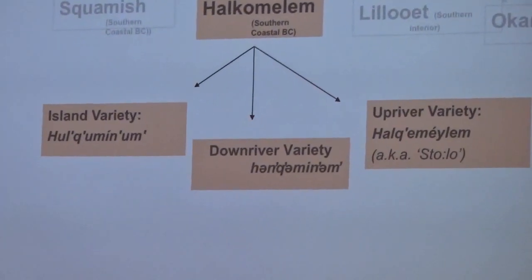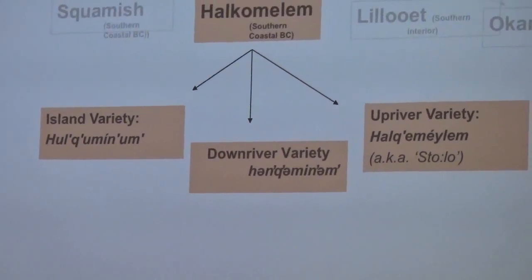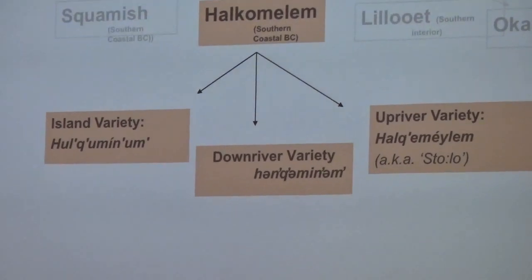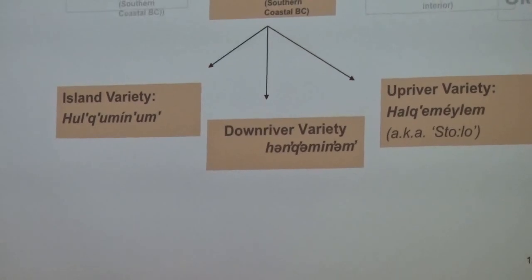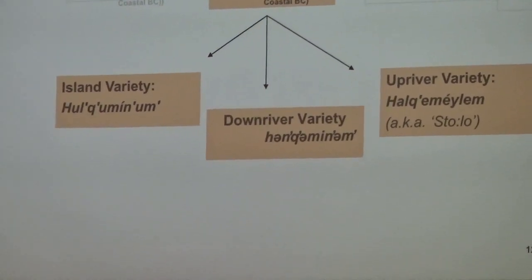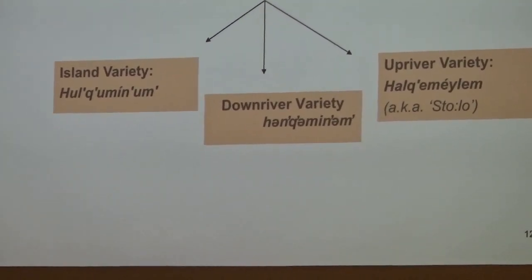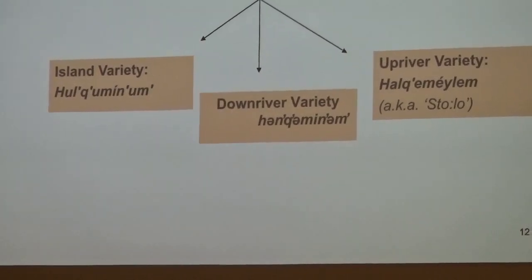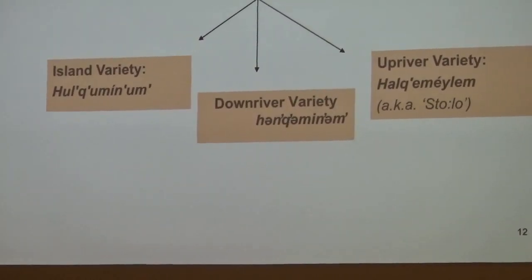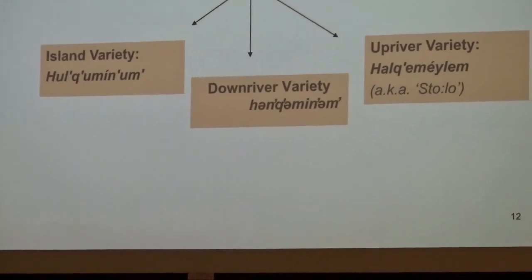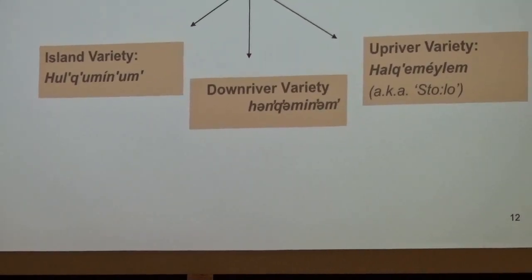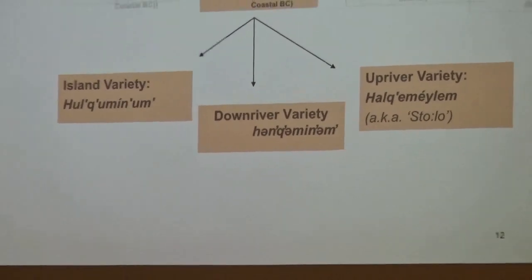The confusing thing is they don't have an English name that fits all three different varieties, because in each different place the name of the language is a little bit different. So on the island around Nanaimo, they refer to the system as Hul'q'umi'num'. Downriver at Musqueam and Tsawwassen they refer to it as Hən̓q̓əmin̓əm̓. And here upriver I refer to it as Halq'eméylem, sometimes called upriver Halq'eméylem or Stó:lō Halq'eméylem.